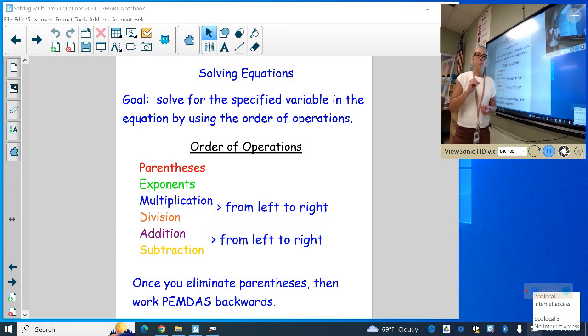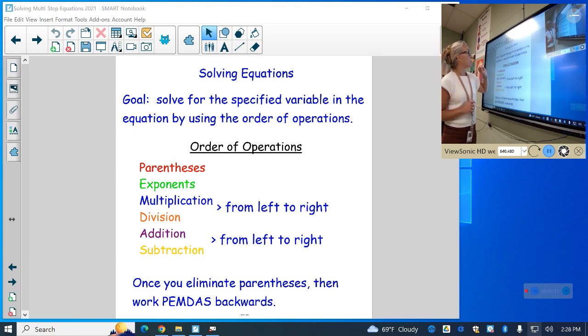Okay, the next review we are going to do is solving multi-step equations. Really quick, let's talk about solving equations. The goal is to solve for the specified variable in the equation by using order of operations.